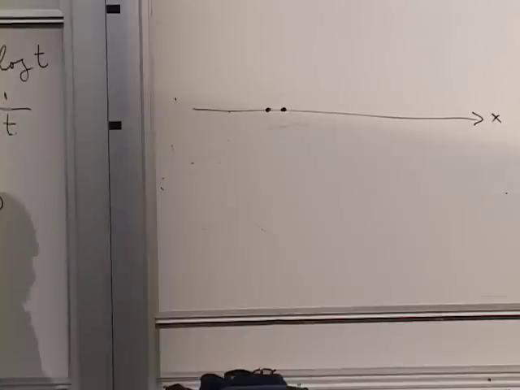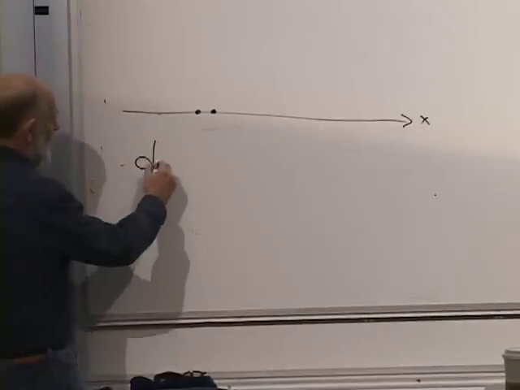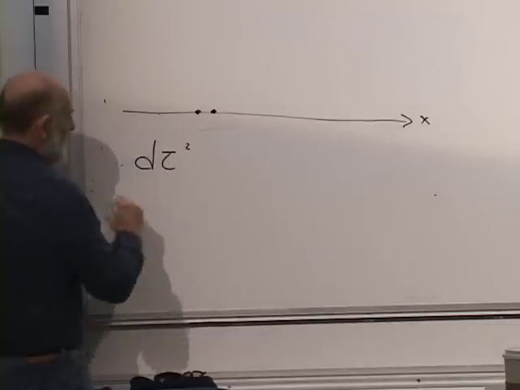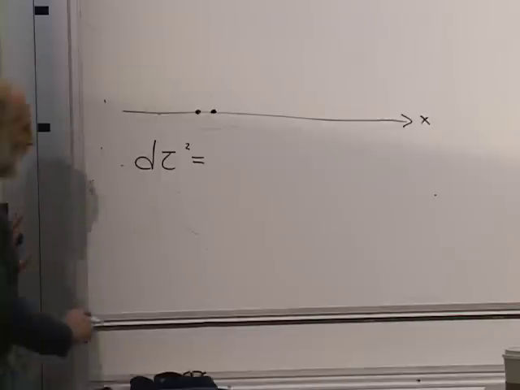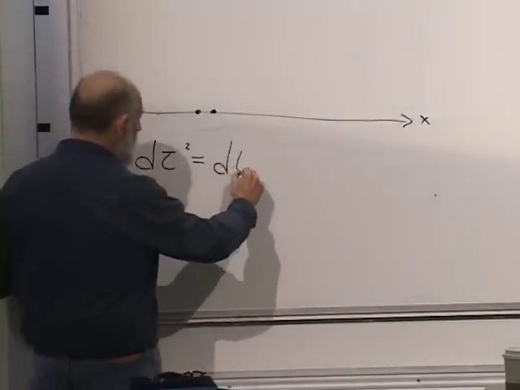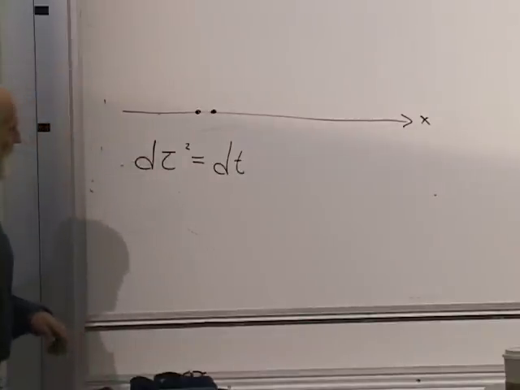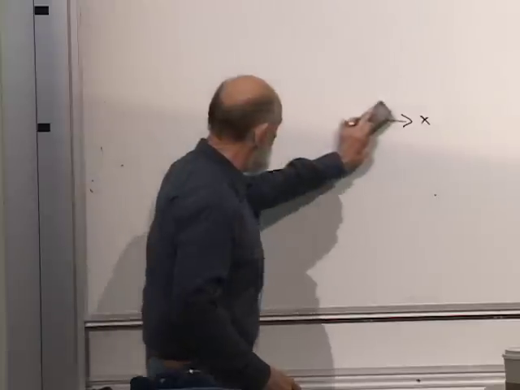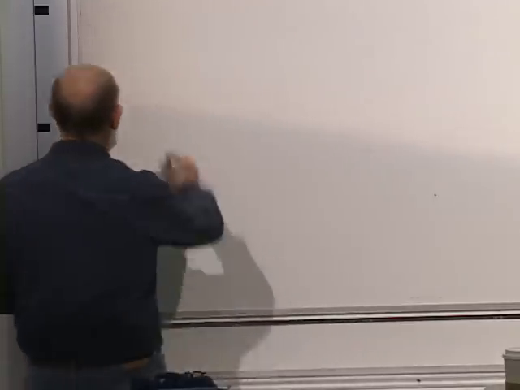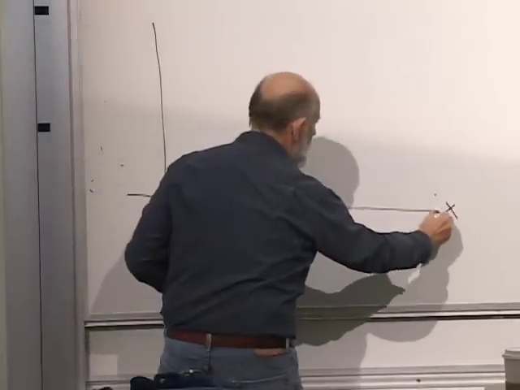Good. Now what about proper time? Remember what proper time is. Proper time d tau squared is equal to dt squared. This is the proper time along a trajectory. Let's now imagine that what we're talking about is space-time. Let's draw space-time. Here's space-time, x and t.